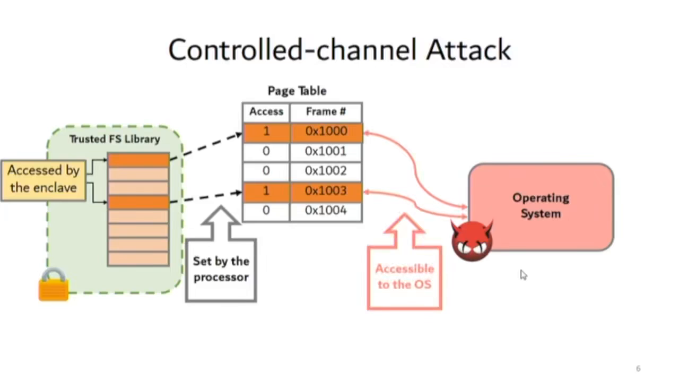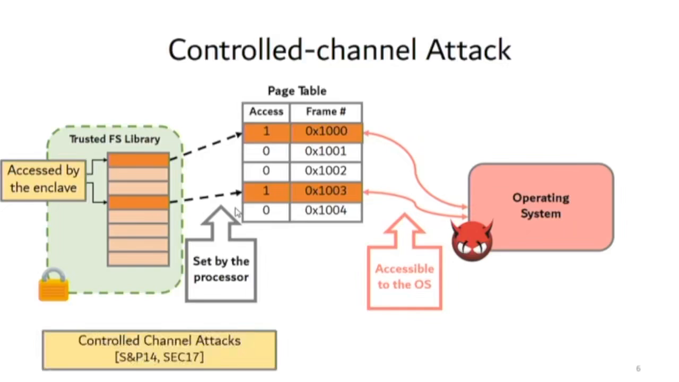It is set by the processor, but the operating system, being all-powerful, can view the page table, so it knows exactly what pages were accessed. Of course, the granularity of pages is 4 kilobytes, but the enclave would still leak information as to exactly what part of the file was accessed. Let's suppose that this file starts from here. Then you can still figure out, in some granularity, what offset of the file was accessed. So this is a controlled channel attack.